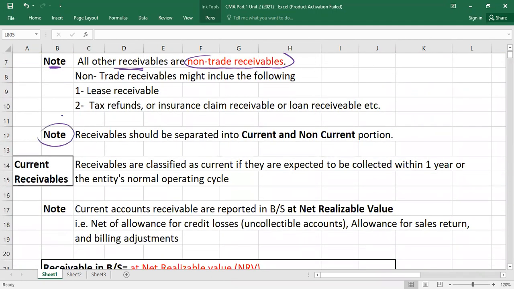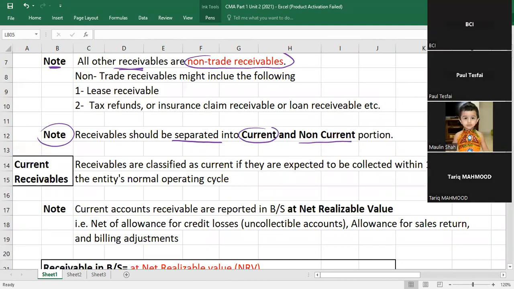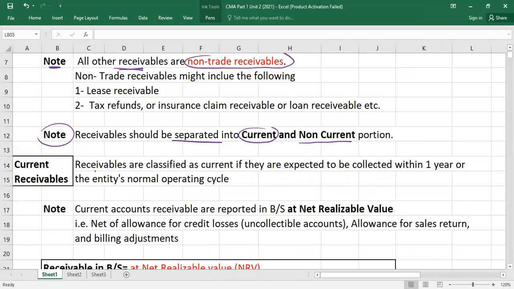We have here a note. Receivables should be separated into current assets and non-current asset portions. We already covered the definition of current assets in our earlier lectures. Normally, current receivables are those that will be received within 1 year from the reporting date. Receivables are classified as current if they are expected to be collected within 1 year or the entity's normal operating cycle, whichever is longer. Because our topic is trade receivables, not non-trade receivables, we are moving on.